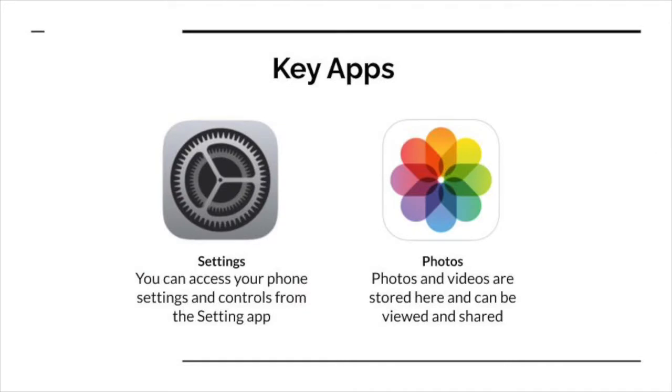Before reviewing the instructions on how to change the wallpaper on your iPhone, I'm just going to review some of the key apps. The first is the Settings app. This is represented by the gears icon. From this app, you can access controls and change them, and this includes changing the wallpaper on your iPhone. The next app is the Photos app, and it is represented by the flower-like picture. In this app, photos and videos are stored, and they can also be viewed and shared. Of course, from this app, you can also change your wallpaper.